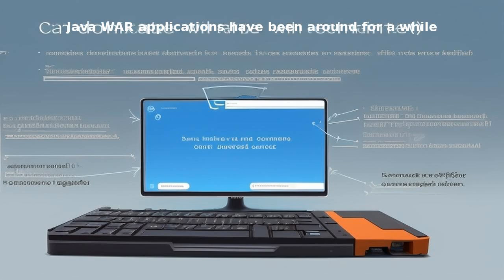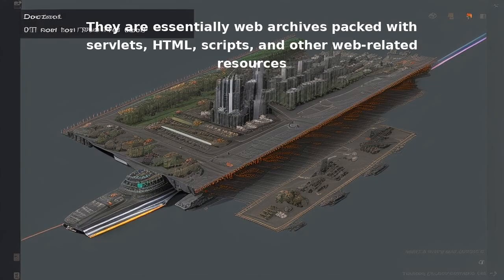Dockerizing a Java war application. First, we'll need a Dockerfile, a text document that contains all the commands a user could call on the command line to assemble an image. An example Dockerfile for a Java war application would look something like this.